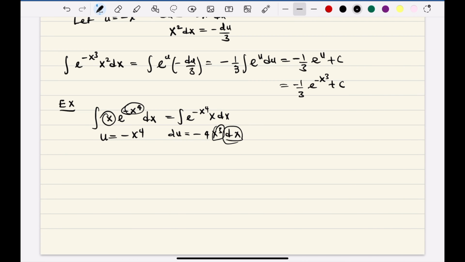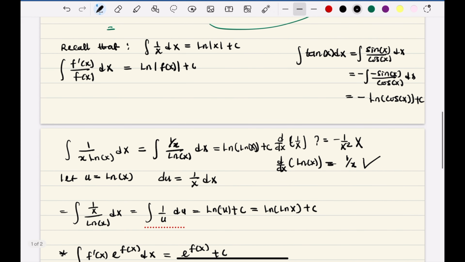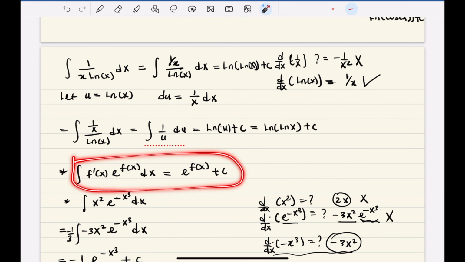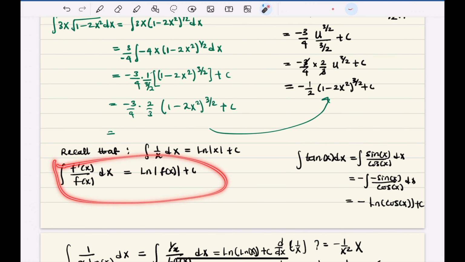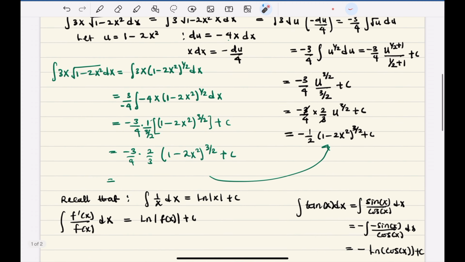So we can only use U-substitution if these conditions have been satisfied, the condition I highlighted here and this condition over here. So this is when we can use U-substitution, at least for basic integrals.